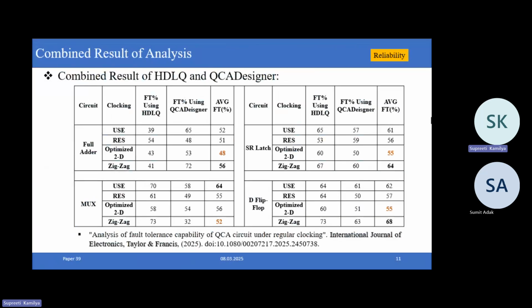From that result, we can easily find that for the full adder, in terms of fault tolerant capability, the optimized 2D performance is much lower compared to the zigzag, and the performance of the zigzag is best compared to the others. But in the case of the mux, the performance of the zigzag is not so good compared to the others. Overall, the zigzag performance is very good for all the circuits, irrespective of the mux, while the optimized 2D performance is not so good for the digital circuits. So we can say that the zigzag clocking scheme can be used for realization of the full adder, SR latch, and D flip-flop. In this regard, one paper was published in 2025.